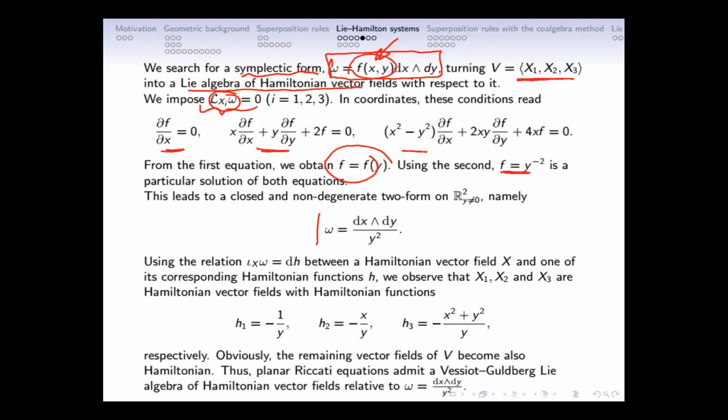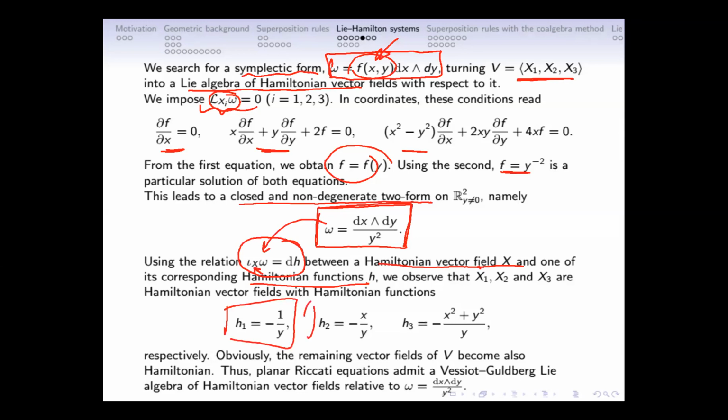So it means that for the Riccati equation on the complex plane, I have an associated closed and non-degenerate form. So I have a symplectic form. And through this relation, from the Hamiltonian vector field, I can obtain the corresponding Hamiltonian function. I calculate them with this omega and the vector fields of the Vessiot-Guldberg Lie algebra, and I get Hamiltonian functions. So as you can see, it admits a symplectic structure and it has Hamiltonian functions. So it's a Hamiltonian system.